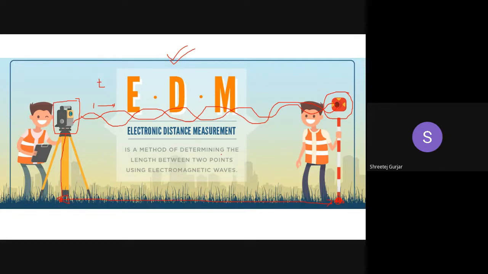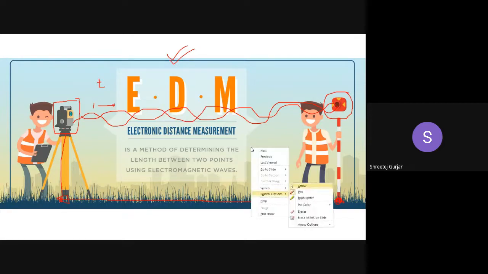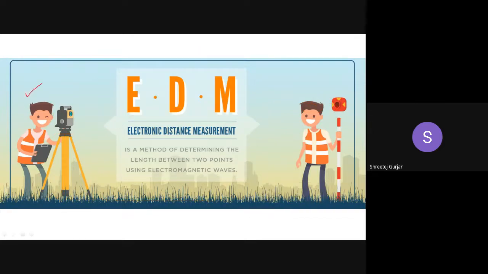Nowadays we do not require two persons. The instrument is very smart, you require only one person. This person will place the reflector wherever needed, and there will be a remote with him. He will press the button, and the instrument will automatically change its direction, turn, focus here, send the wave, and record the distance automatically.